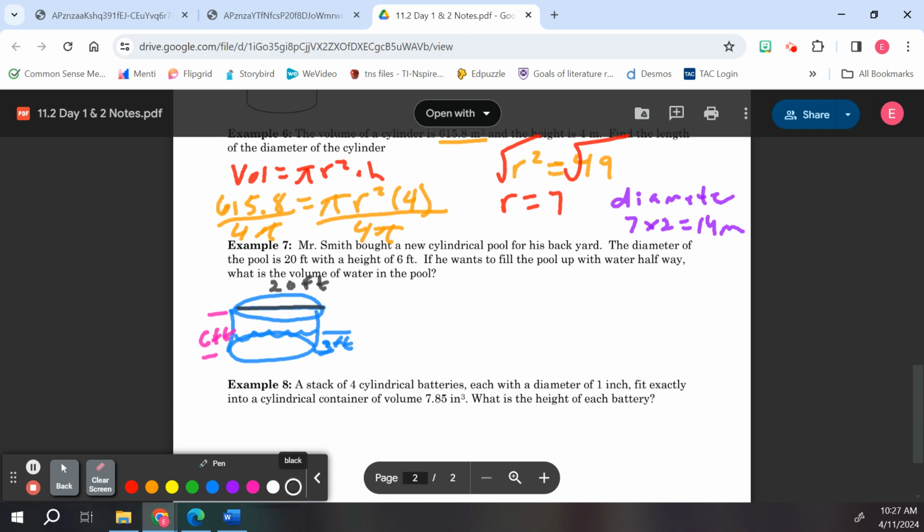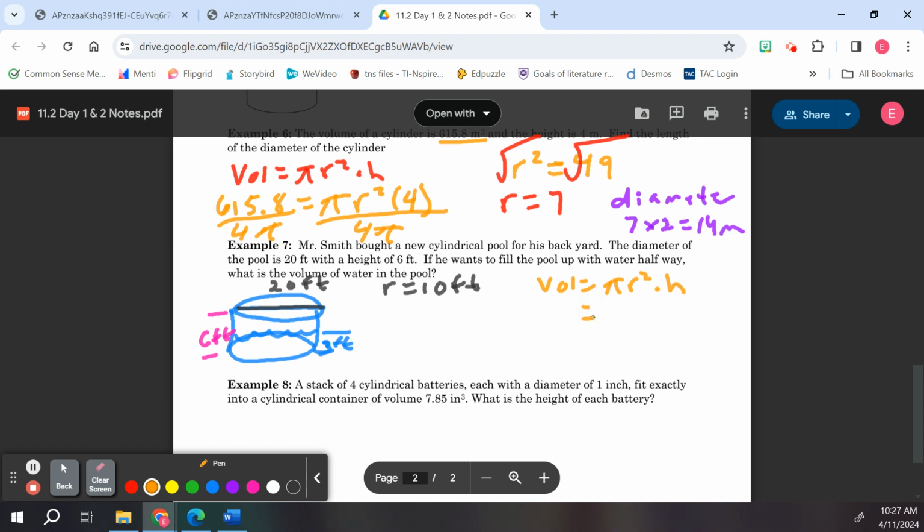So the first thing we have is our radius, which is going to be 10 because that's half the diameter. So it'll be 10 feet. And if we take a look, we're also going to have the volume, remember, is pi times the radius squared times h.